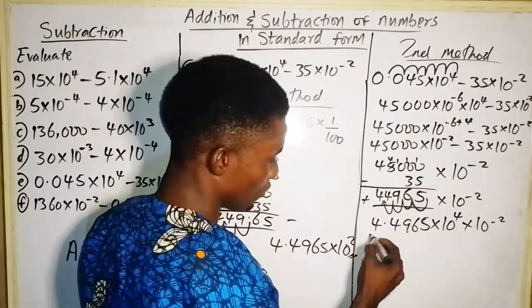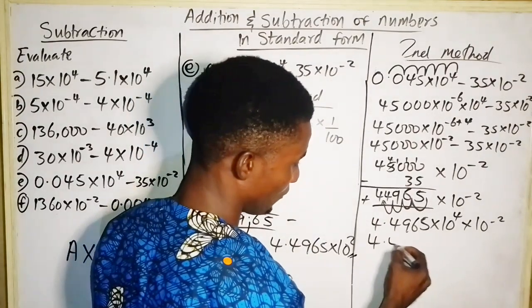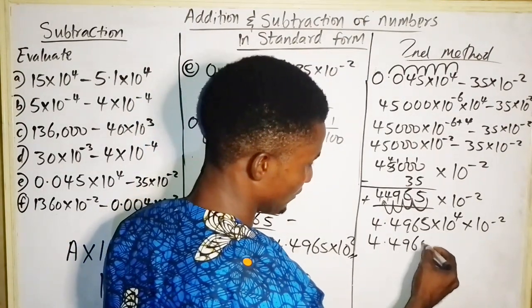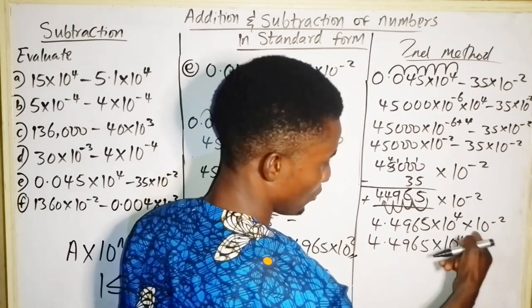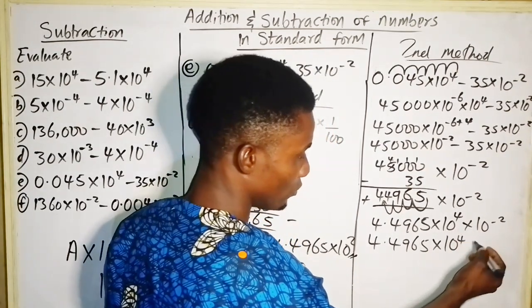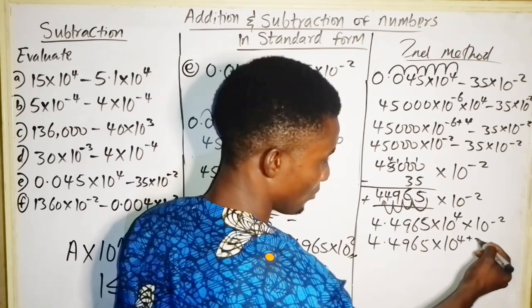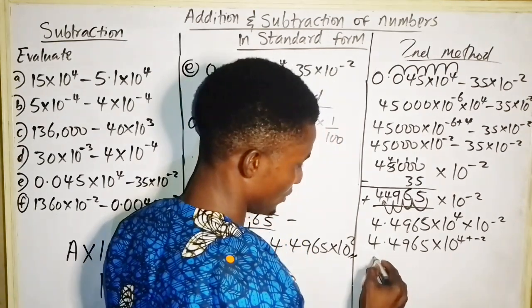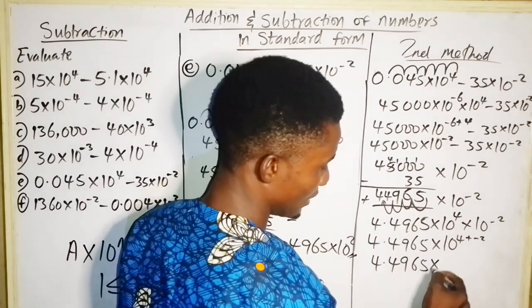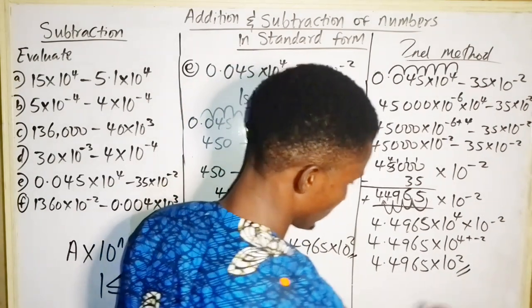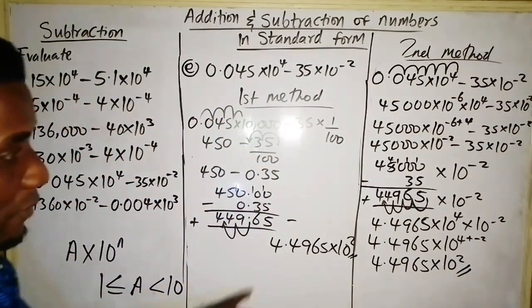Minus 2. So we have 4.4965 times 10 raised to power 4. We apply the indices rule, multiplication rule: 10 raised to power 4 plus minus 2. So this will be 4.4965 times 10 raised to power 2, which is the same thing as the number we are having here.